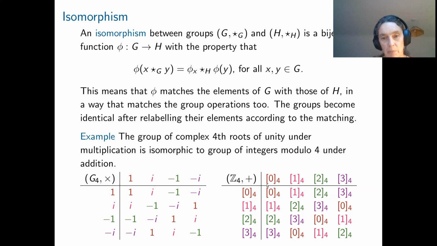It's the first item listed in each group, and it shows up in this upper left position and in these three anti-diagonal positions in both tables. If we label the i of the complex numbers and the 1 of integers mod 4 under addition with the same color, we see again that that color appears in exactly the same position in both tables. Same for the green ones, which correspond to minus 1 in the complex roots of unity and 2 in the integers mod 4, and same with the purple ones, which correspond to minus i in the roots of unity and the congruence class of 3 modulo 4.